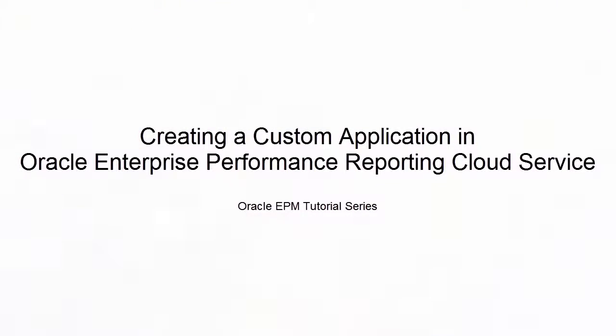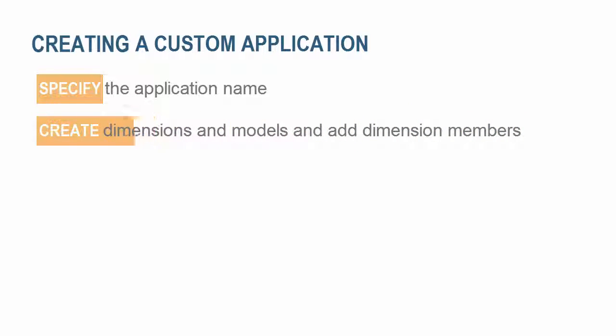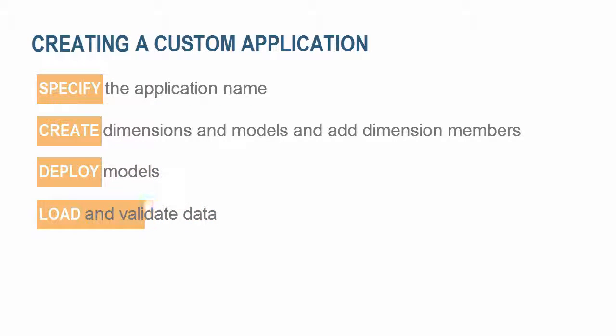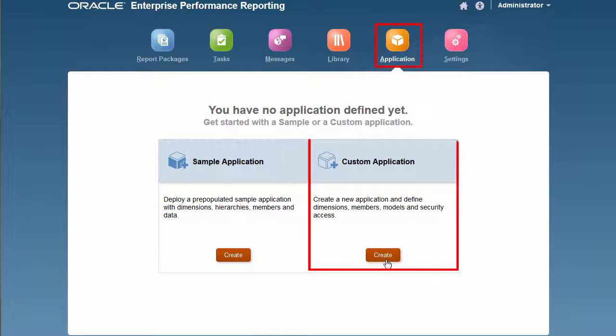Welcome to this step-by-step tutorial on how to create a custom application in Oracle Enterprise Performance Reporting Cloud Service. To create a custom application, administrators specify the application name, create dimensions and models, and load or manually add dimension members, deploy the models, load and validate data, and apply security. Let's create a custom application.